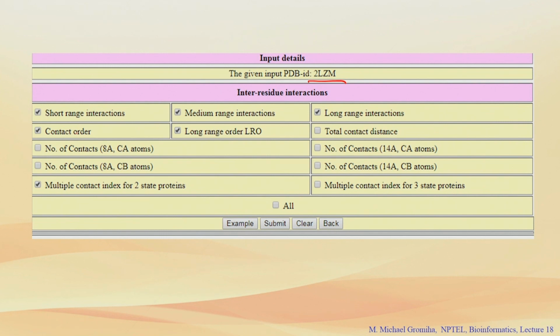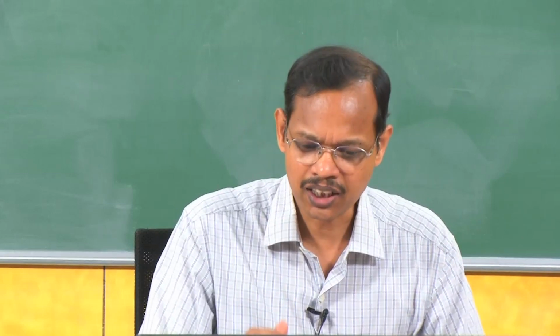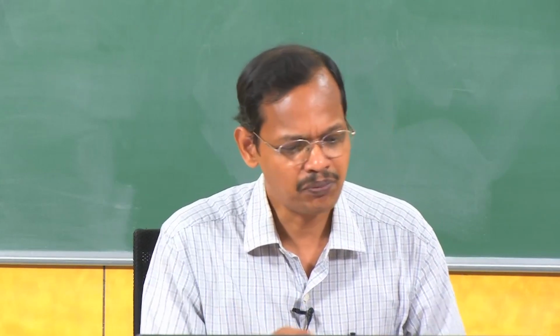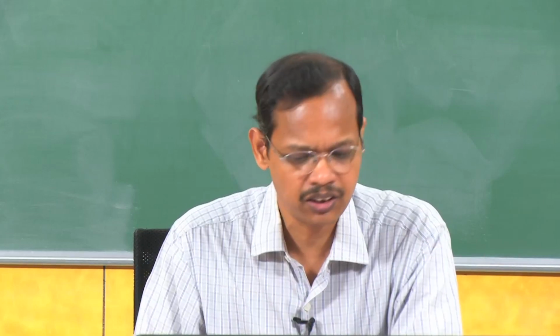Then you can calculate the contact order. How do you get the contact order? The number of contacts, the distance separation normalized with the number of residues and number of contacts. Long range order is the number of long range contacts, considering only if the 2 residues are separated by a minimum of 12 residues. Total contact distance is another parameter, which is the combination of contact order and long range order. They combine these two and then develop this parameter, total contact distance.